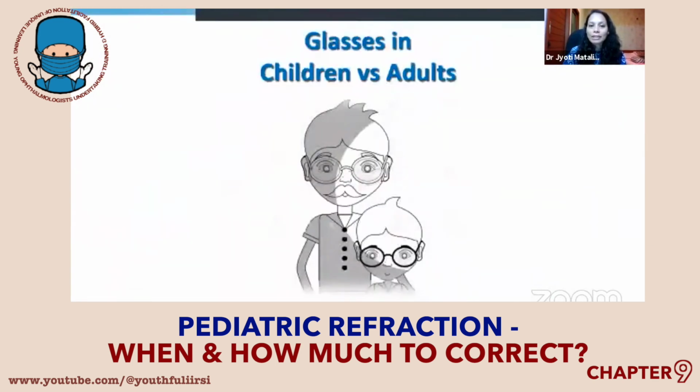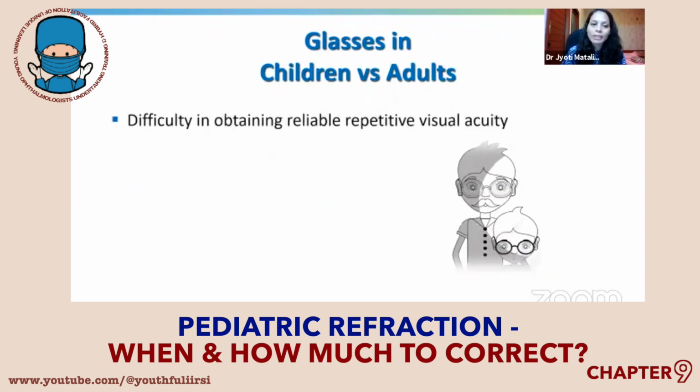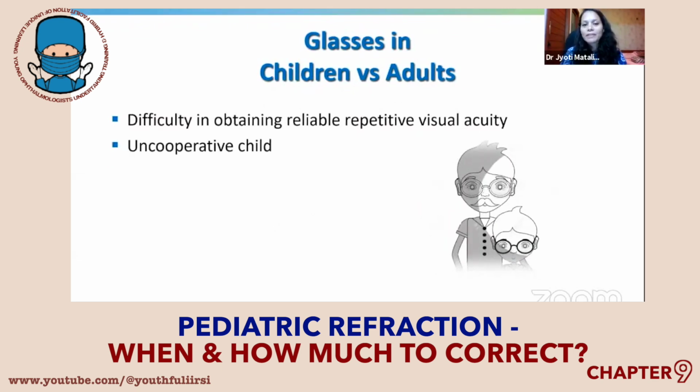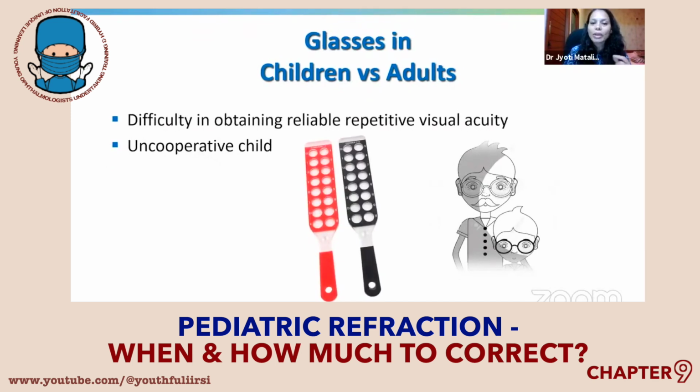At the outset, we have to understand that glasses in children is different from that in adults. Why? Because there's a difficulty in obtaining a reliable repetitive visual acuity. It's sometimes difficult because the child can be really uncooperative. So for that, we have certain equipment like these retinoscopy racks. These are basically concave and convex lenses in different numbers from 0.5 to almost 6, where you can do a quick refraction holding the child and you can get an approximate idea, which is very mandatory, especially if the child has a very high refraction.